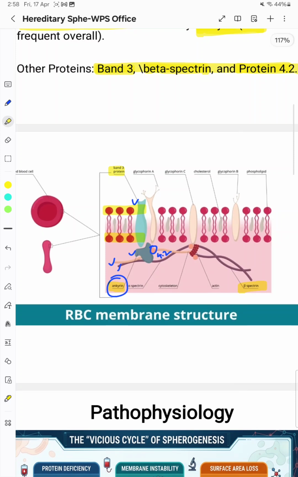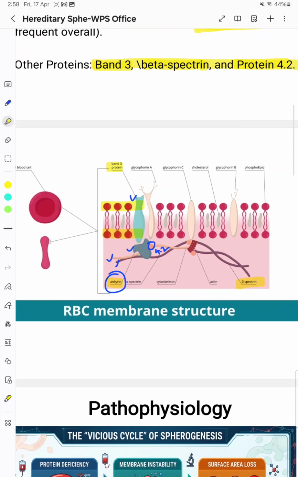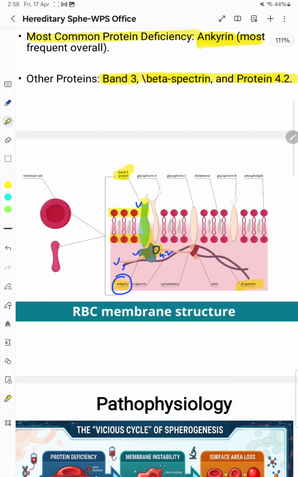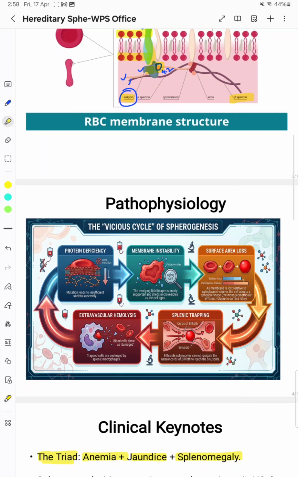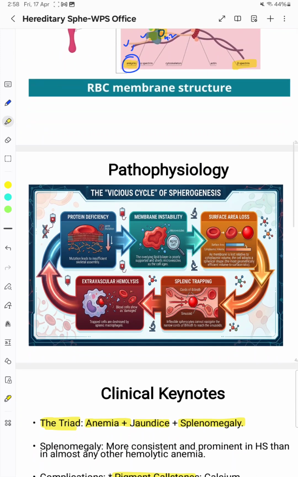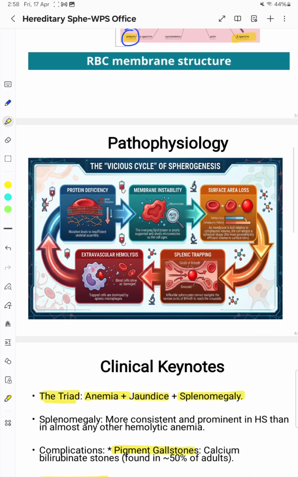So this is the diagram of the RBC membrane structure, in which there are certain proteins like spectrin, these two bands of spectrin, alpha and beta. This is Ankyrin, this is protein 4.2, and this is the band 3 protein. These proteins are essential for the structural stability of the RBC membrane.